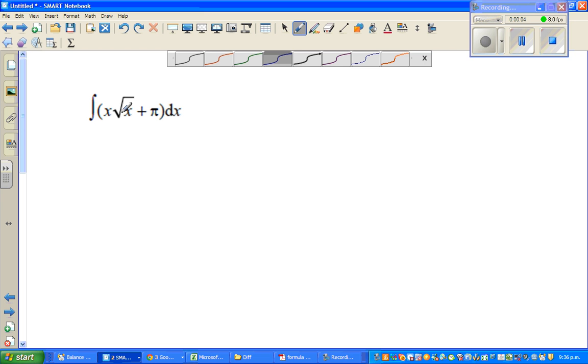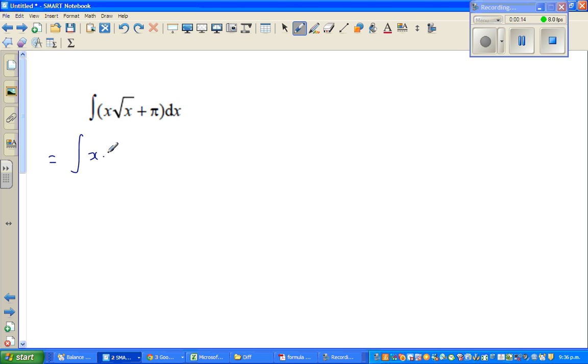Integrate x root x plus pi dx. So distributing the integration dx, you can write the next step like this: integration of x times the root of x dx plus integration of pi dx.